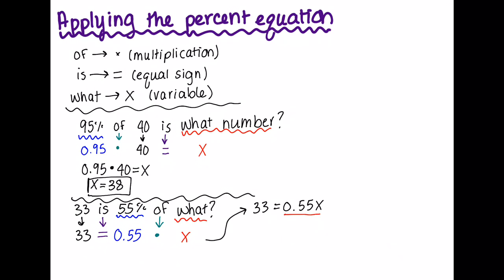And then from here, we can just solve for x by dividing by 0.55. So if I do 33 divided by 0.55 in my calculator, I get 60. So 60 is equal to x. So 33 is 55% of 60. Now in your calculator, if you tried this out, you could do 60 times 0.55 and you will get 33.